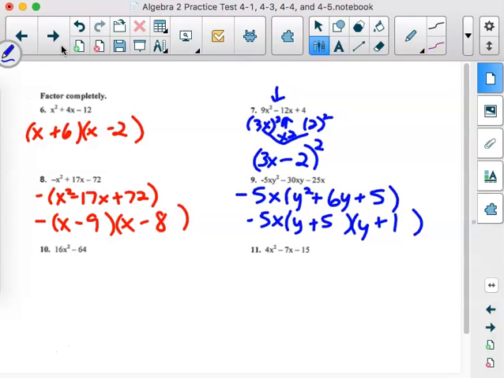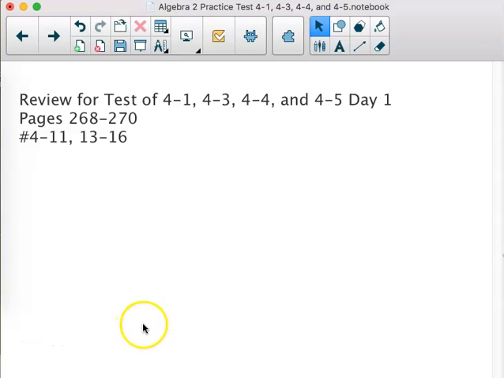And that would be a good place to stop on Friday, leaving us with 10 through 15 for Monday to work through. So watch this over and over again if you need to, but be prepared for questions very similar to these. This is the review assignment for the first day of review for the test of 4-1, 4-2, this is mislabeled up here, 4-4, and 4-5 day 1. So from pages 268 to 270, do 4 through 11 and 13 through 16. And this is also in Schoology and on campus if you lose track of these problems.